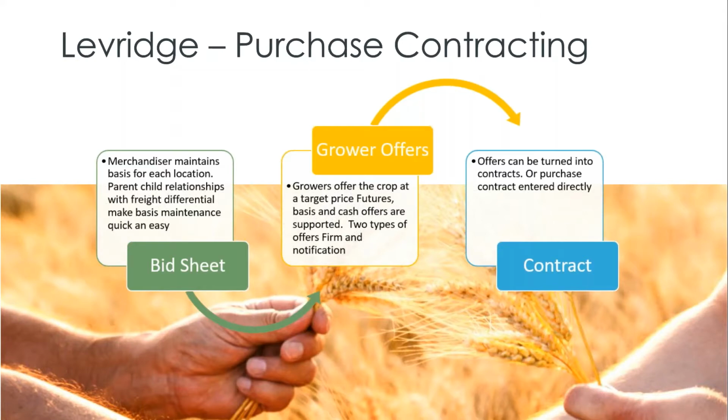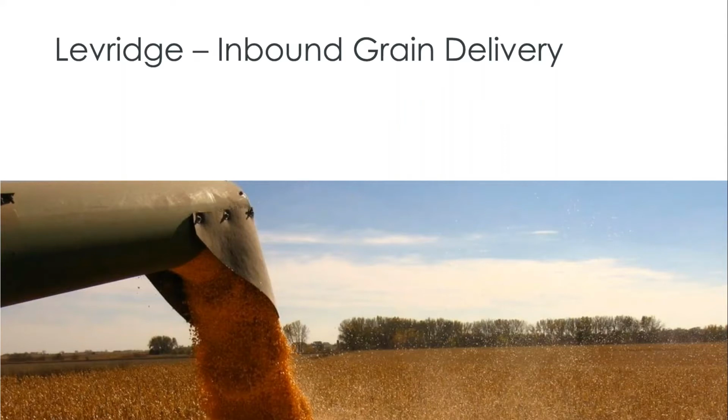A firm offer is where you don't have to call the grower. You can just go ahead and contract for that grain when it hits his price. And a notification offer is one where the grower wants you to call them if it hits that price, and then based on that phone call, you'll decide to either execute the contract or not. And that's the next step, is to execute the contract, the purchase contract, and we'll have that in a future webinar. So the next screen, we're talking about the grain delivery.